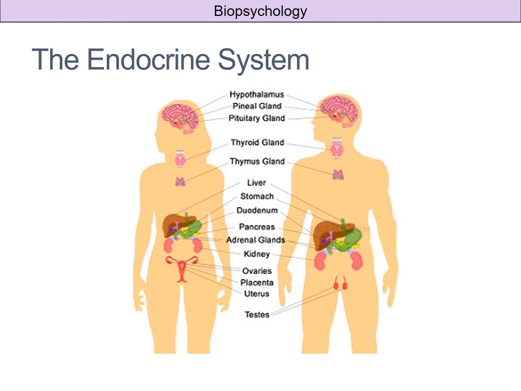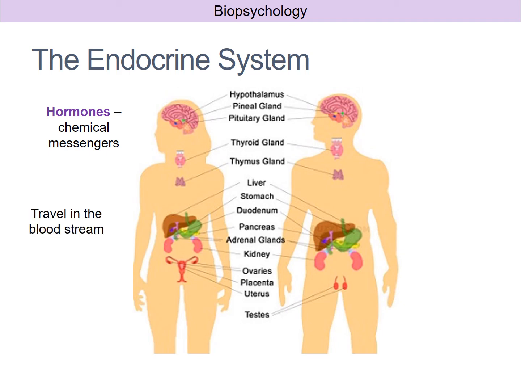Okay, the endocrine system. So this is another chemical system within the body, but instead of looking at neurotransmitters, which you find within the brain, we're looking at hormones, which are chemical messengers that act on the entire body. So the endocrine system is the hormone system.